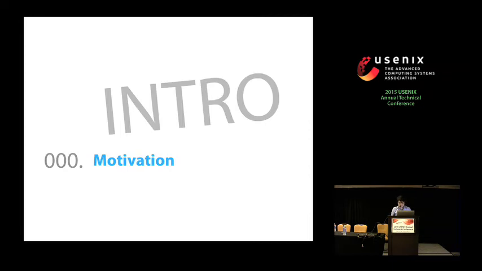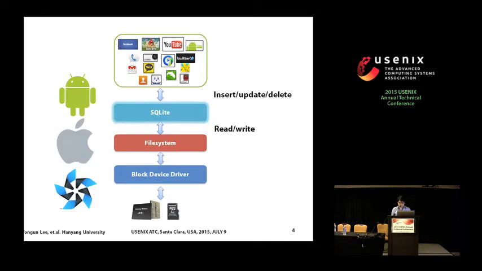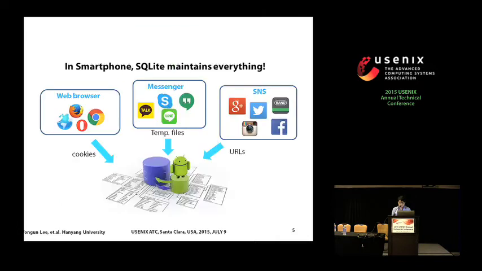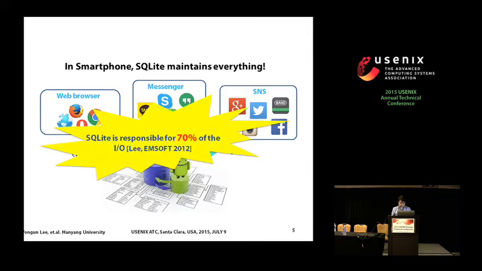SQLite is an in-process library and a transactional SQL database engine. It is known as the database for Android, iOS, and Tizen, and it is also used by many desktop applications. You will be surprised to know how frequently SQLite is used. It's not just used for databases, but also for storing all kinds of temporary data. As a result, SQLite is responsible for 70% of the I/O on iOS and Android platforms.